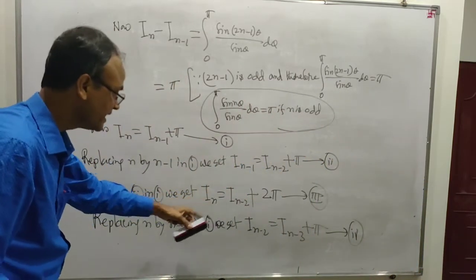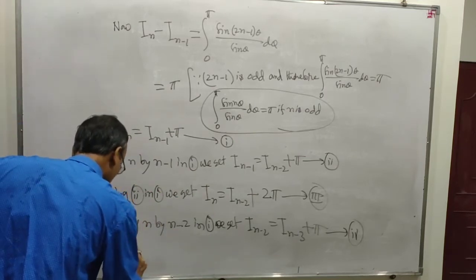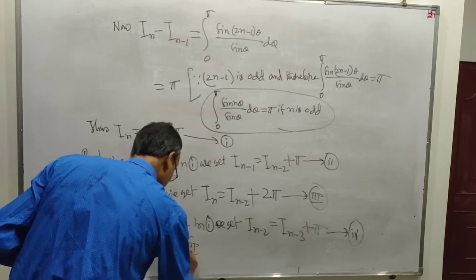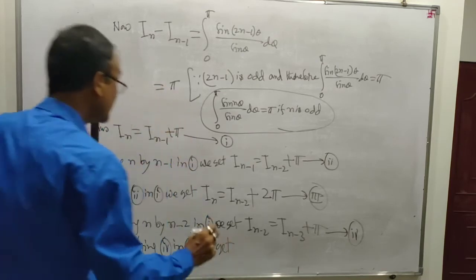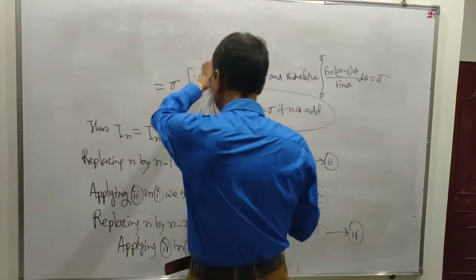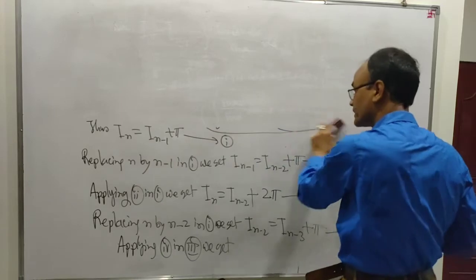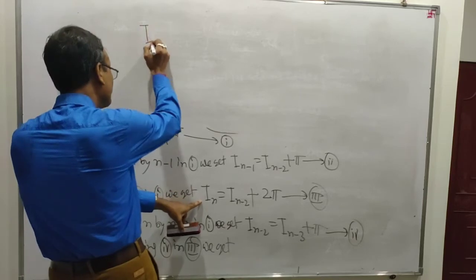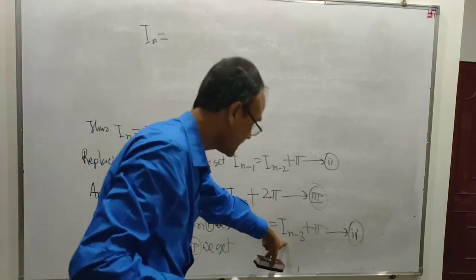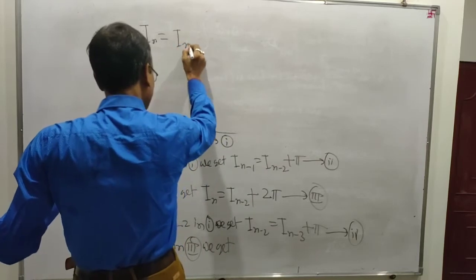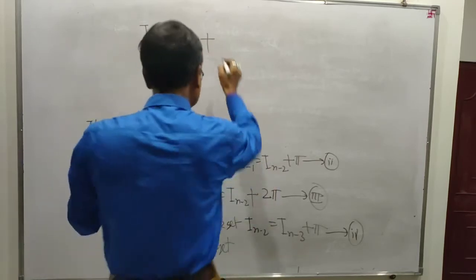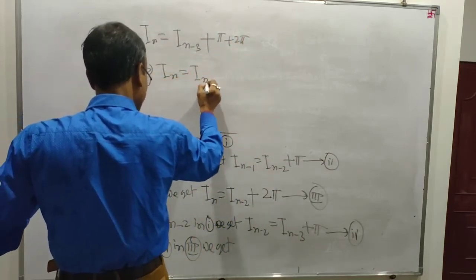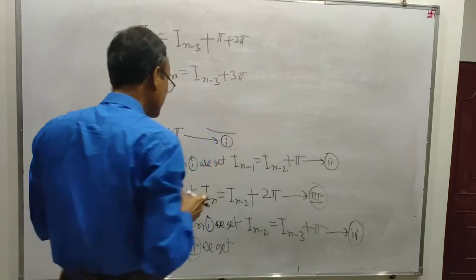Applying 4 in 3, we get I n equal to I n minus 3 plus pi plus twice pi. This means I n equal to I n minus 3 plus thrice pi.